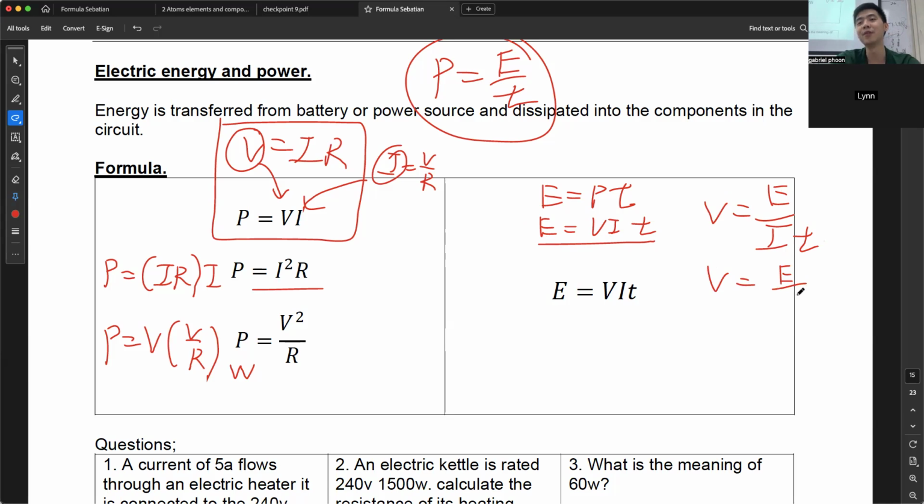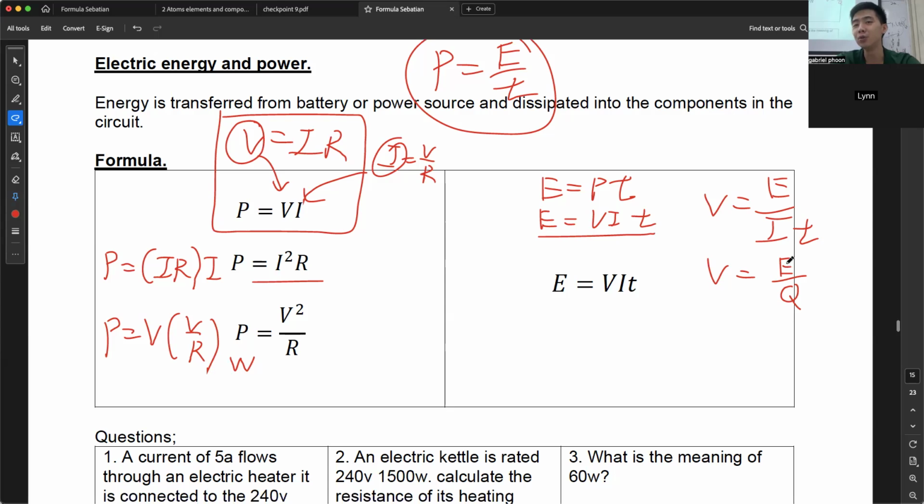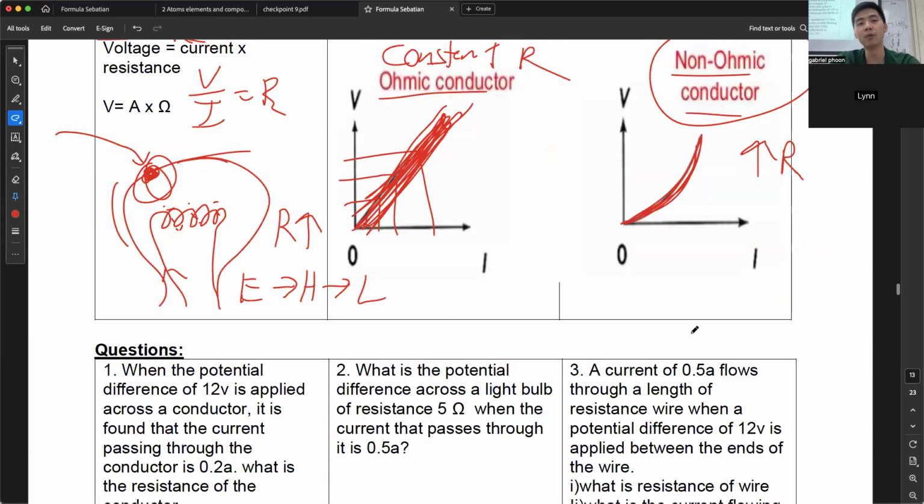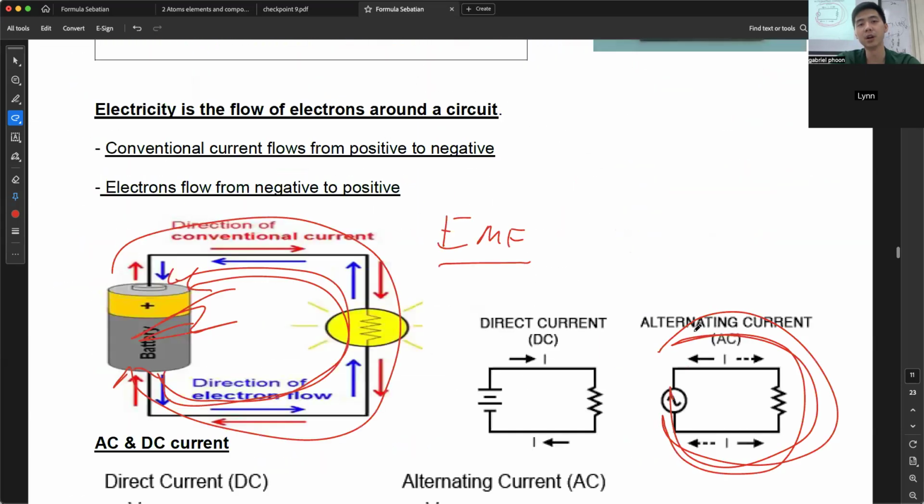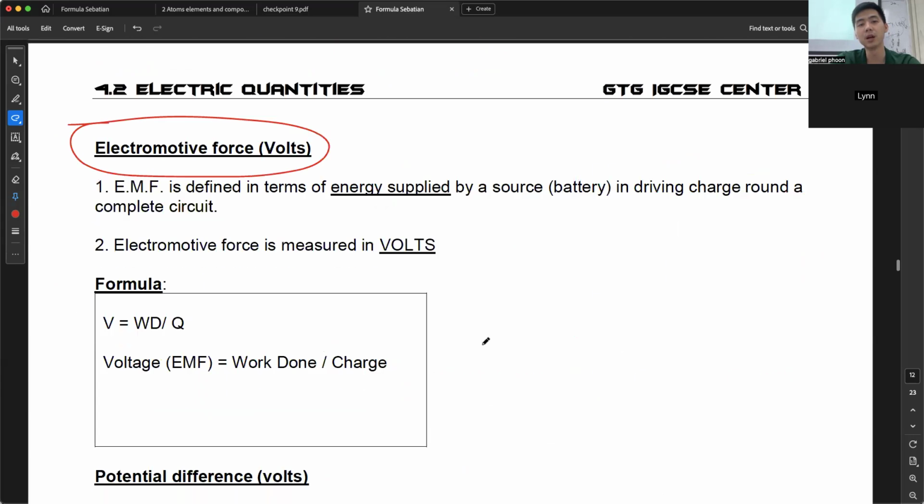Wait, the first thing we started off. Our resistance. What? Q. Is Q equals to IT, right? So this one here goes back into the formula of this one here. You guys can see it or not? Can see it or not?